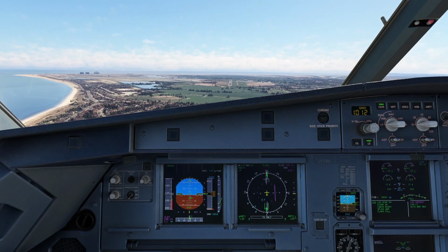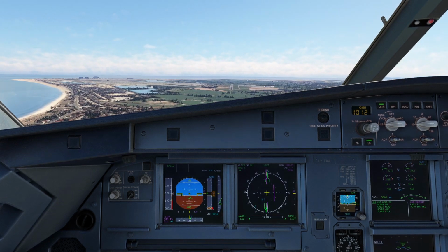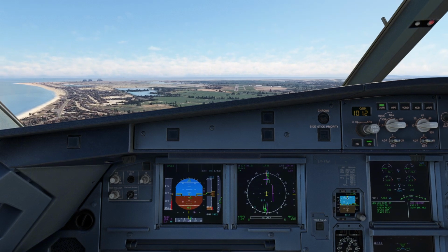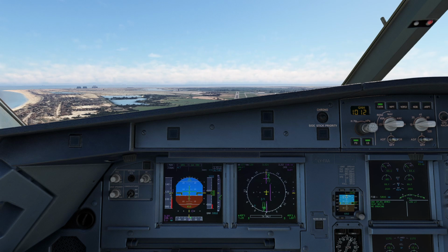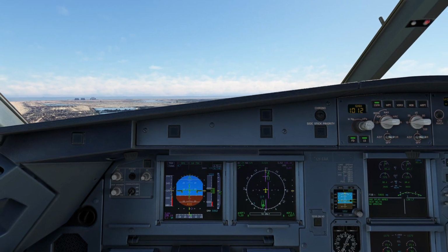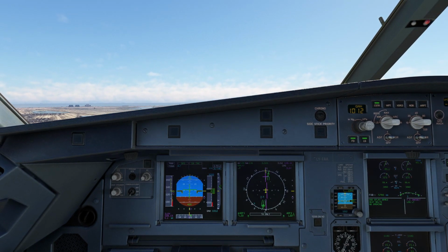Minimum. Continue. 500. Check. Go around. Flaps. Positive climb. Gear up.